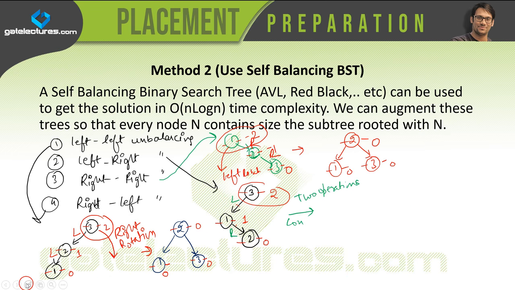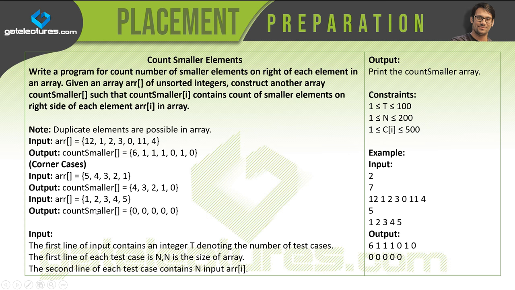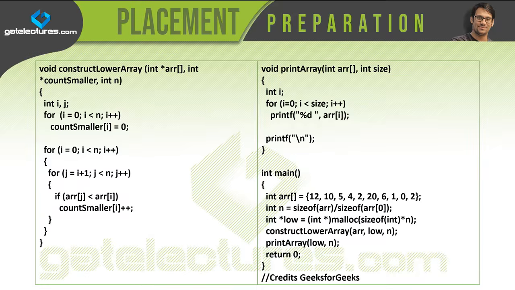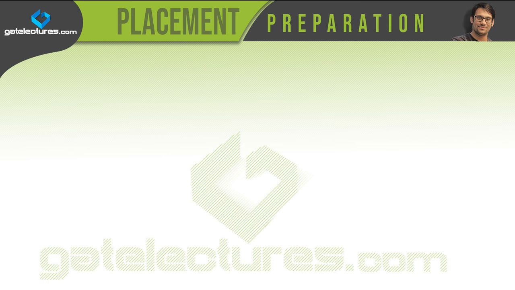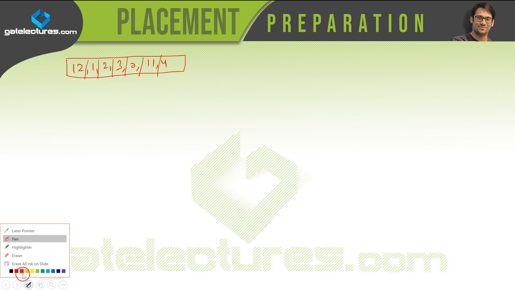Now, let me take the previous data here, all the previous data that we have seen. So the numbers are 12, 1, 2, 3, 0, 11 and 4. Okay, let me explain it. It is 12, 1, 2, 3, 0, 11 and 4. This is the array. Now, what we will do is we'll take every element once and we will create a balanced binary search tree for this. Okay, so take the first element.